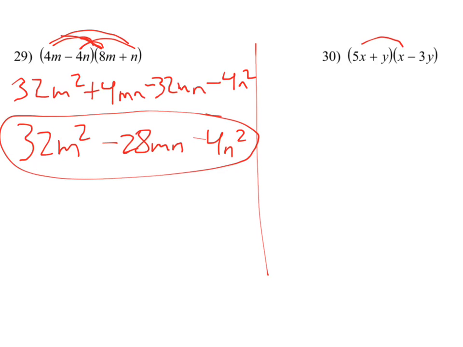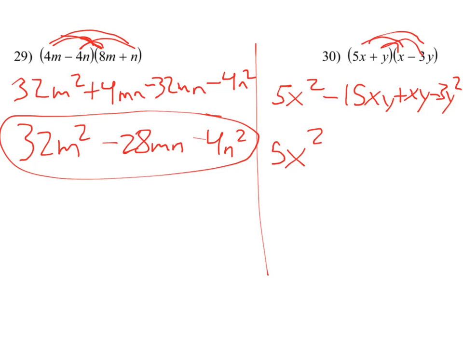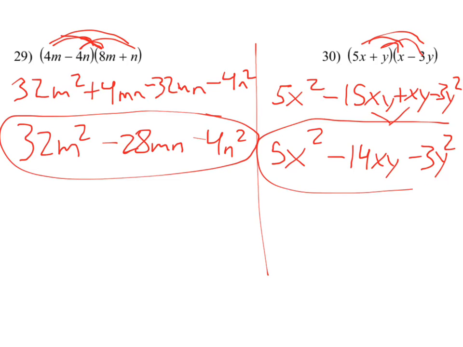And now we just take this, the 5x times by both of those, we get 5x squared, and then subtract 15xy. Take this y times by both of the second one, you'll get positive xy. And then negative 3y squared. Combine the like terms in the middle. The 5x squared still there, those combine to give you negative 14xy. And then the subtract 3y squared still there on the end. And that one's done. And now we're done with the assignment.